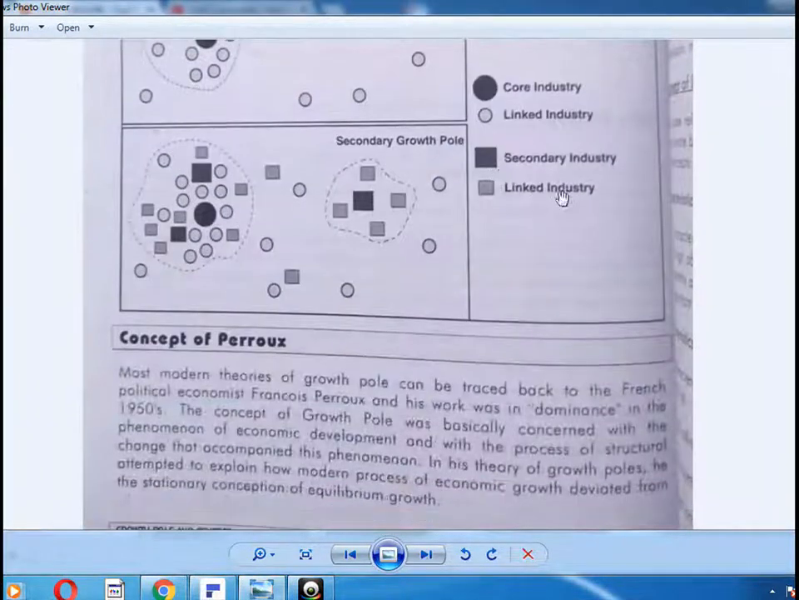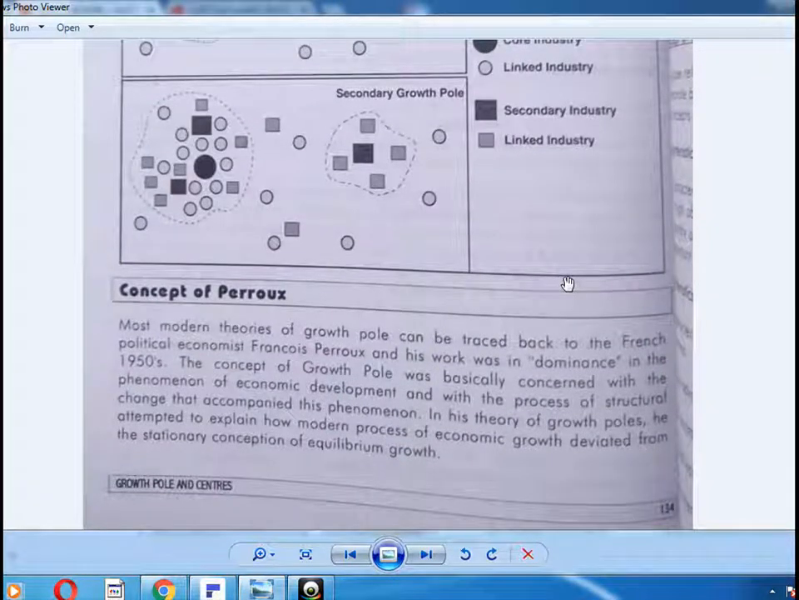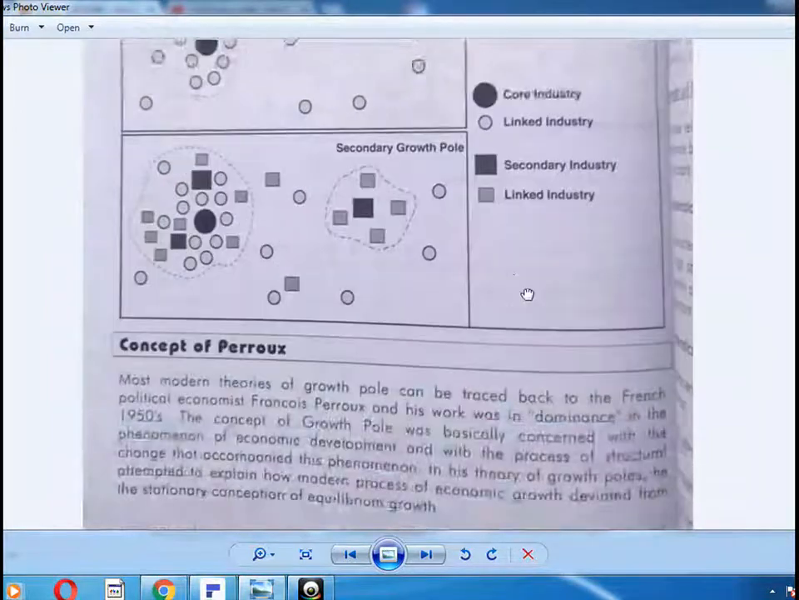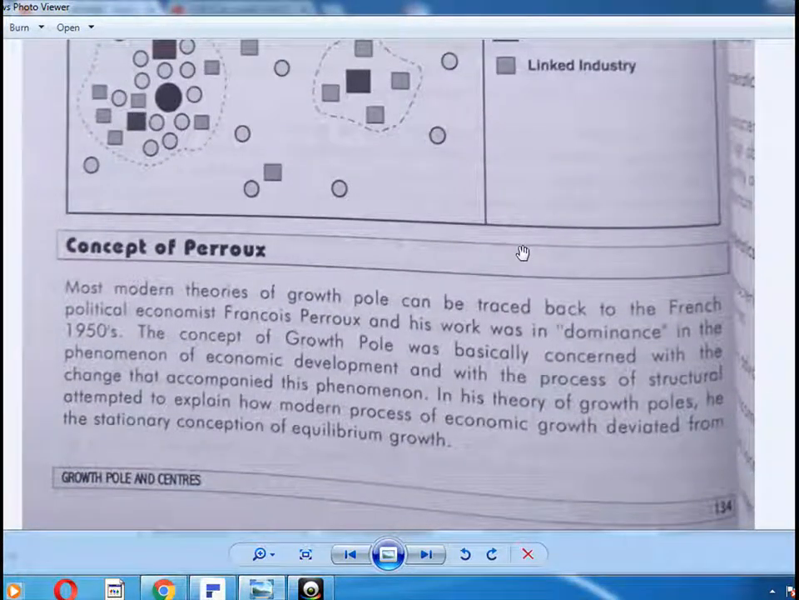So next we discuss the concept of Perroux. Okay, so let's start. Most modern theories of growth poles can be traced back to the French political economist Francois Perroux, and his work was dominant in the 1950s. The concept of growth pole was basically concerned with the phenomena of economic development.